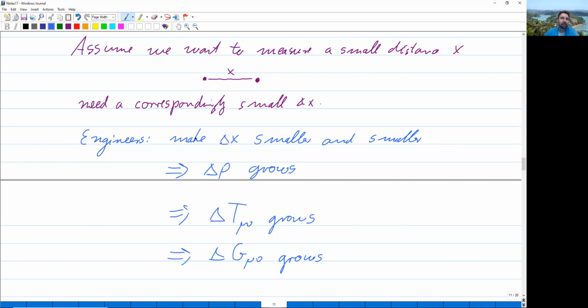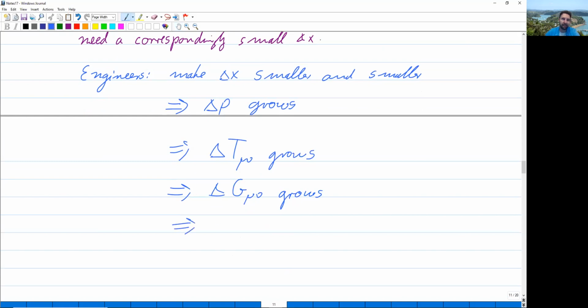You see, the engineers set out to make delta x smaller and smaller so that they could resolve distances that are smaller and smaller. But as a consequence, delta p grew, delta T grew, and delta G is now growing, which means that in this region, the uncertainty in curvature is growing. But if there are 2 points, and between them the curvature of space is uncertain, then the distance between them must also be uncertain. If there's a big bulge or big hole between the 2 points, that makes a difference as to their distance. So if the uncertainty in curvature grows, as it has to, then delta x grows. So we run into trouble here.